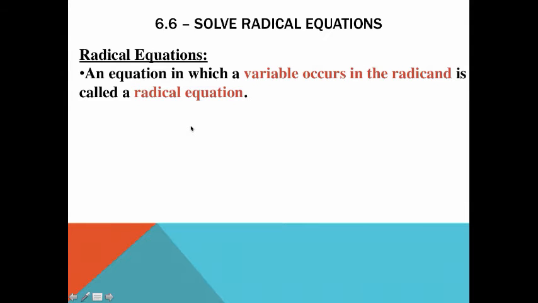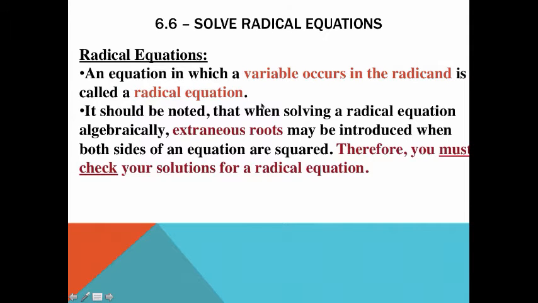A radical equation, guys, is an equation with a variable that occurs underneath what's called a radicand, and a radicand is just that little square root sign that you guys are used to seeing. It will look like this. And then it's called a radical equation when it actually has an equal sign in it. It should be noted that when you're doing these radical equations algebraically, you're going to sometimes get something called an extraneous root. An extraneous root is a solution that is going to be excluded, therefore there are no real solutions.